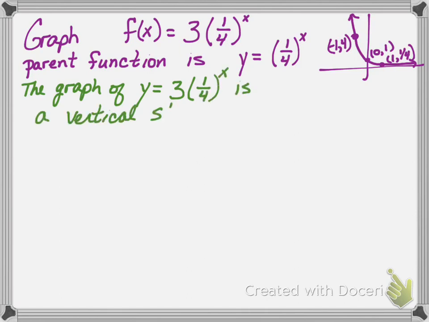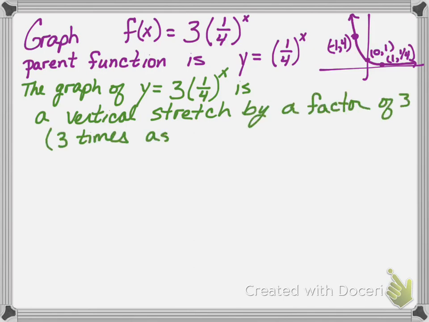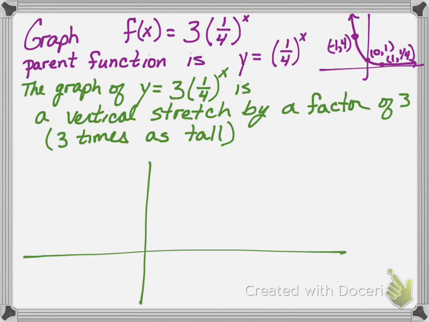And then if we're looking at 3 times 1/4 to the x, this is on the outside of the exponential function, so it is 3 times as tall. It's a vertical stretch by a factor of 3. So instead of passing through the point 0, 1, we go through the point 0, 3. We go through the point 1, 3/4, and -1, 12.